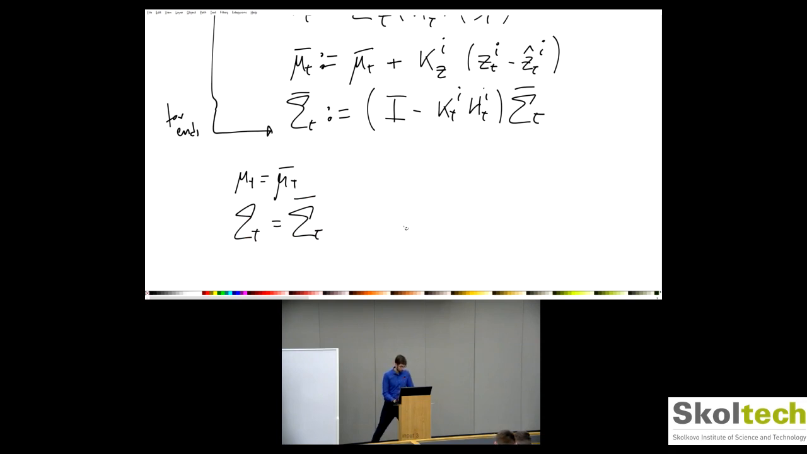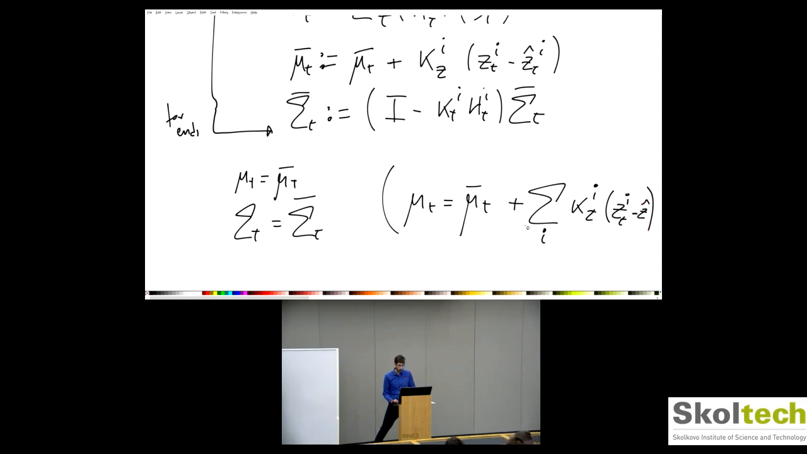Okay, so this is what I was saying. So we could also be creating it this way. This is the previous one, right? And then what we do here is a summation of these Kalman gains for each of the observations, right? And then here, we are just applying superposition.